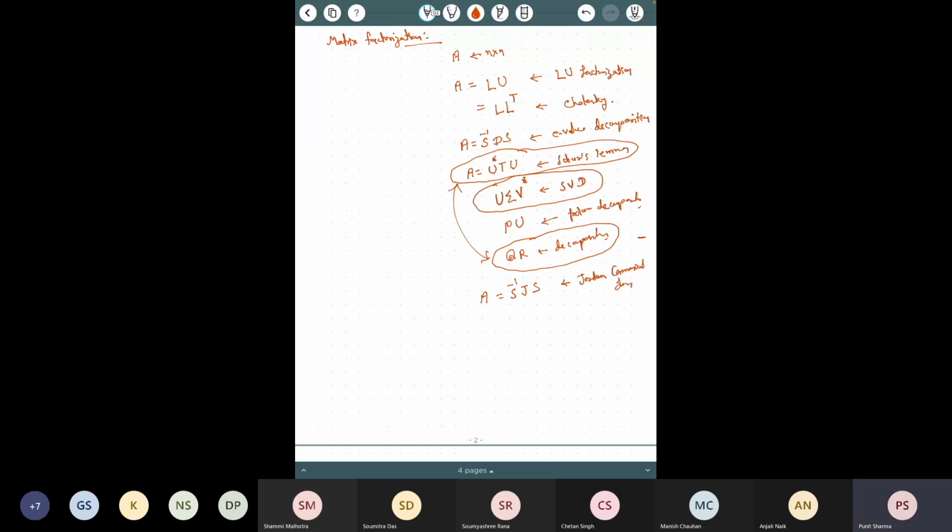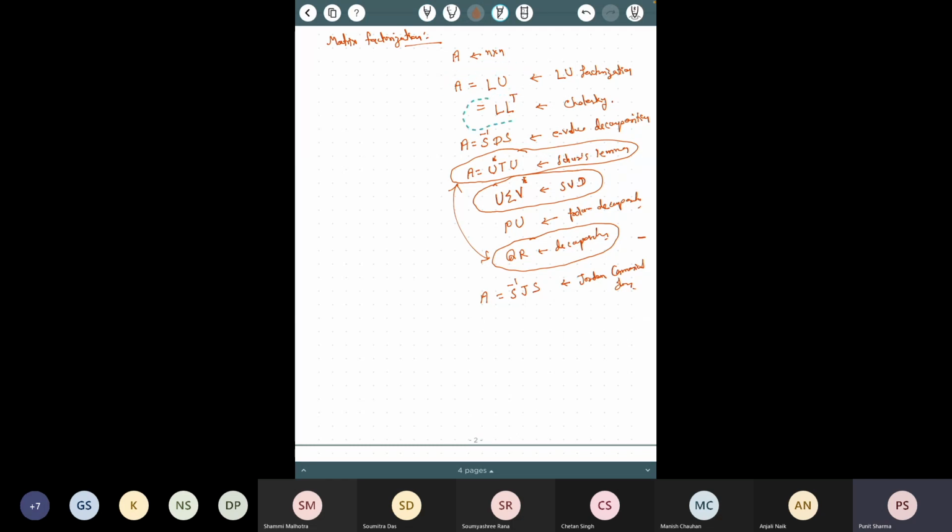Then you know that there are spectral theorems for unitary, normal, and Hermitian matrices, that these matrices are unitarily diagonalizable. So this kind of factorization you have already learned. In this course, I won't discuss this. This is a basic factorization. I won't discuss it.